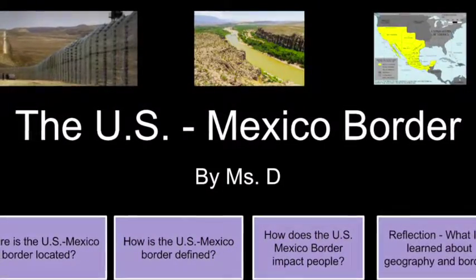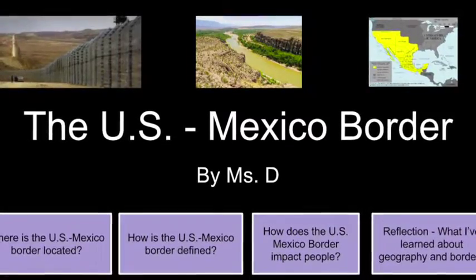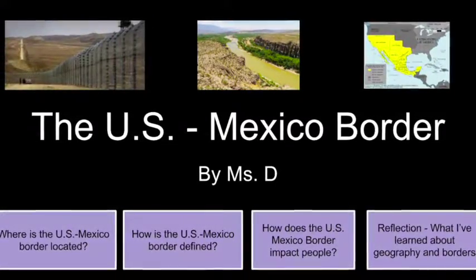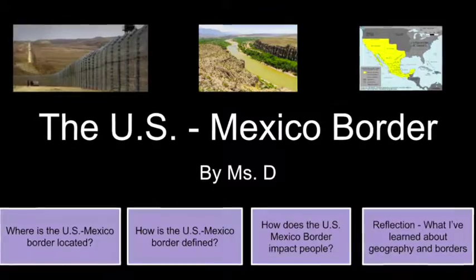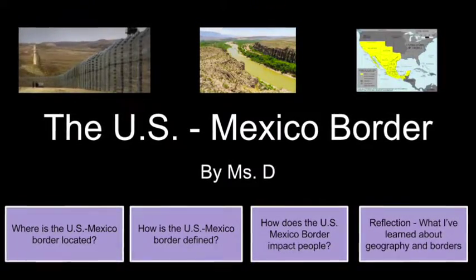I hope you now understand where the border is located, how the border is defined, how it impacts people, and all the things I learned about geography and borders in this unit.